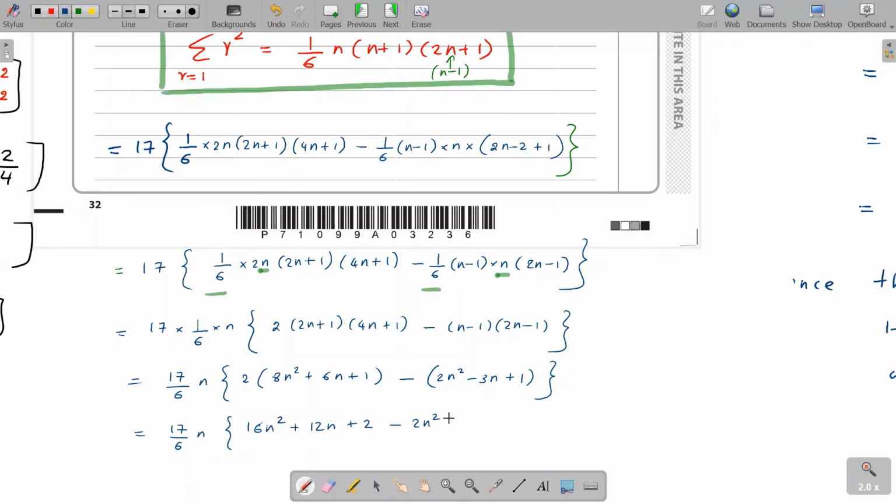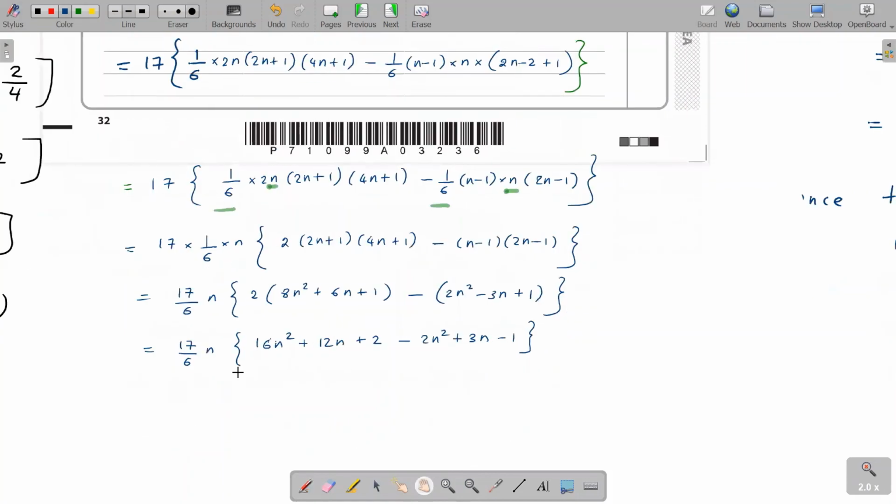So I get minus 2n square. Minus into minus is plus 3n. Minus into plus is minus 1. Are you with me? So when I simplify here, I get 17 over 6n. 16n square minus 2n square, that gives me 14n square. 12n plus 3n is 15n. 2 minus 1 is plus 1.